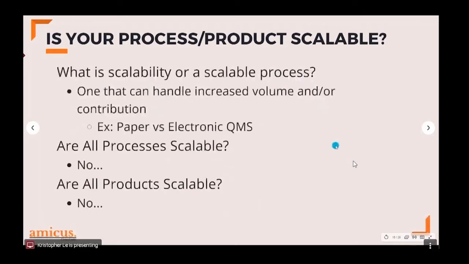Okay, so first is understanding what scalability is, or what a scalable process is, because people talk about scalability and they talk about growing as if they're the same thing, and that's really not the case, right? A scalable process is really the ability of your process, or a component of your process, to handle an increased volume or increased interaction or contribution by personnel without really having to change it.